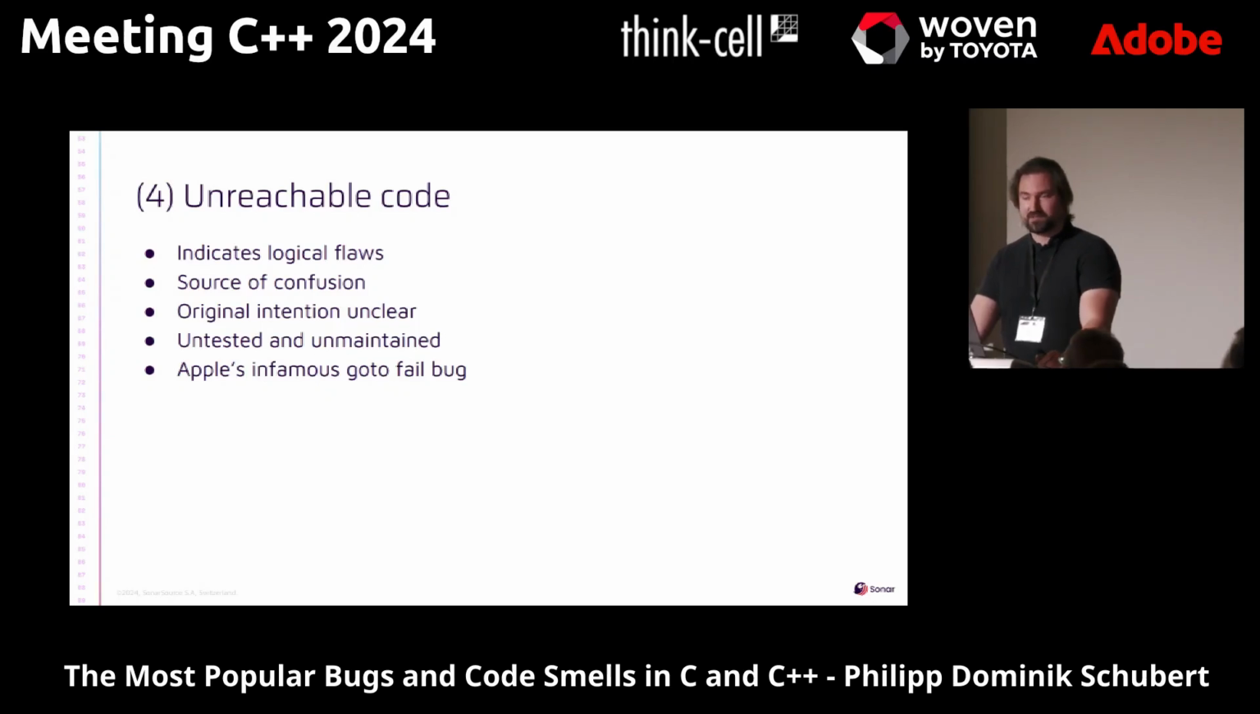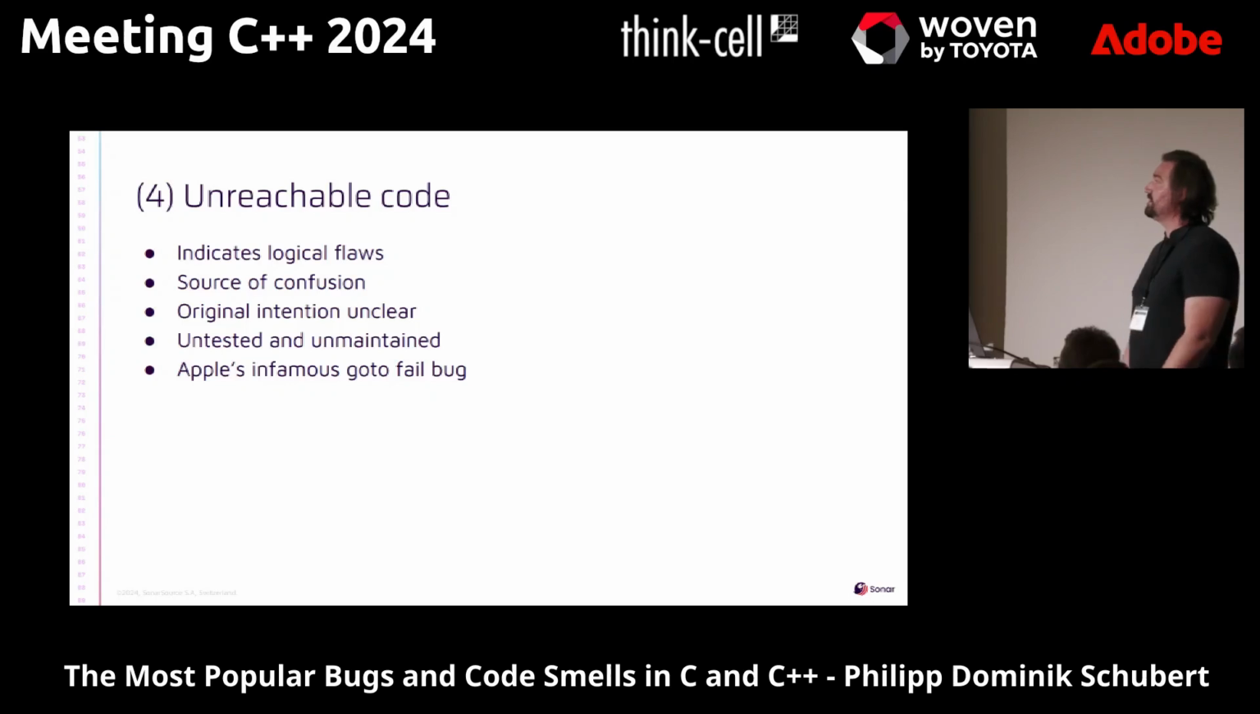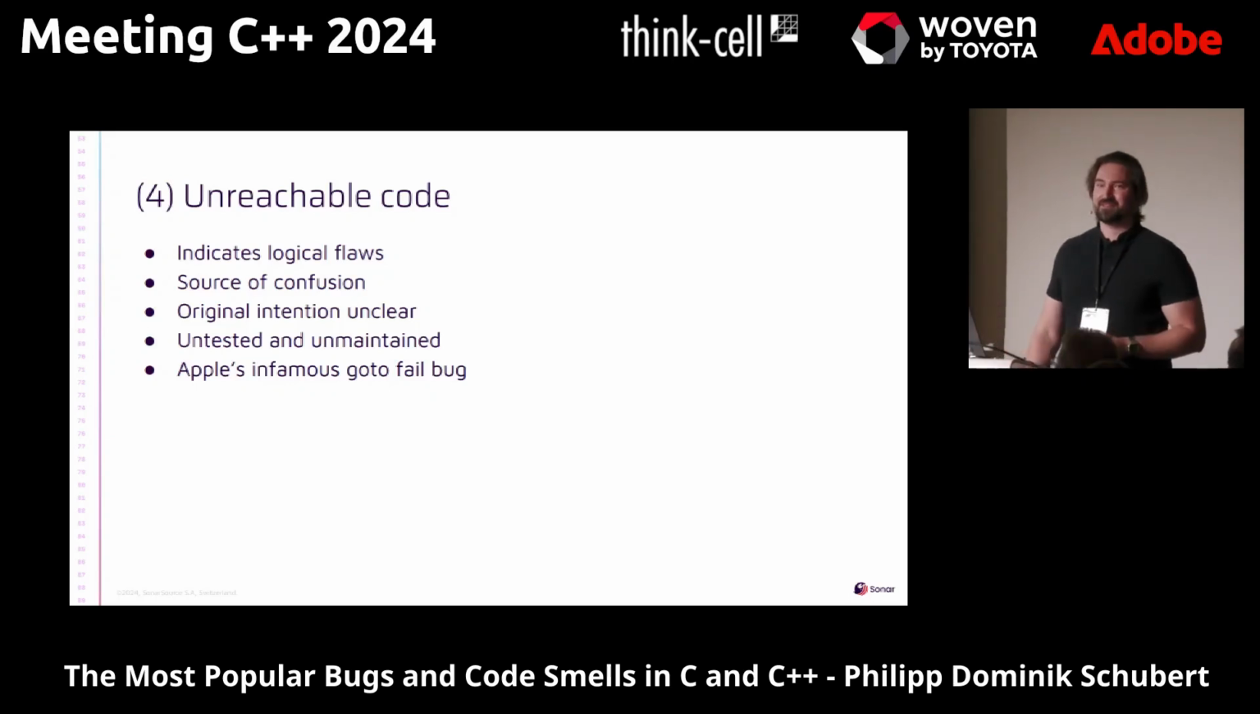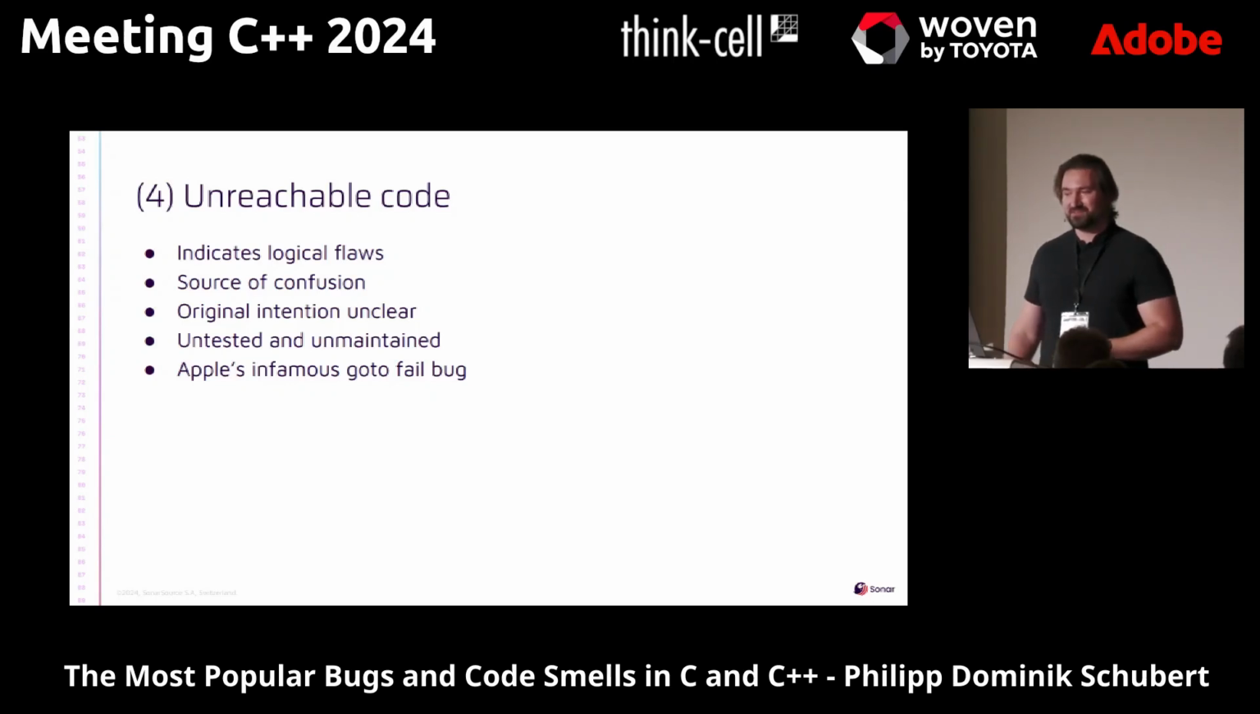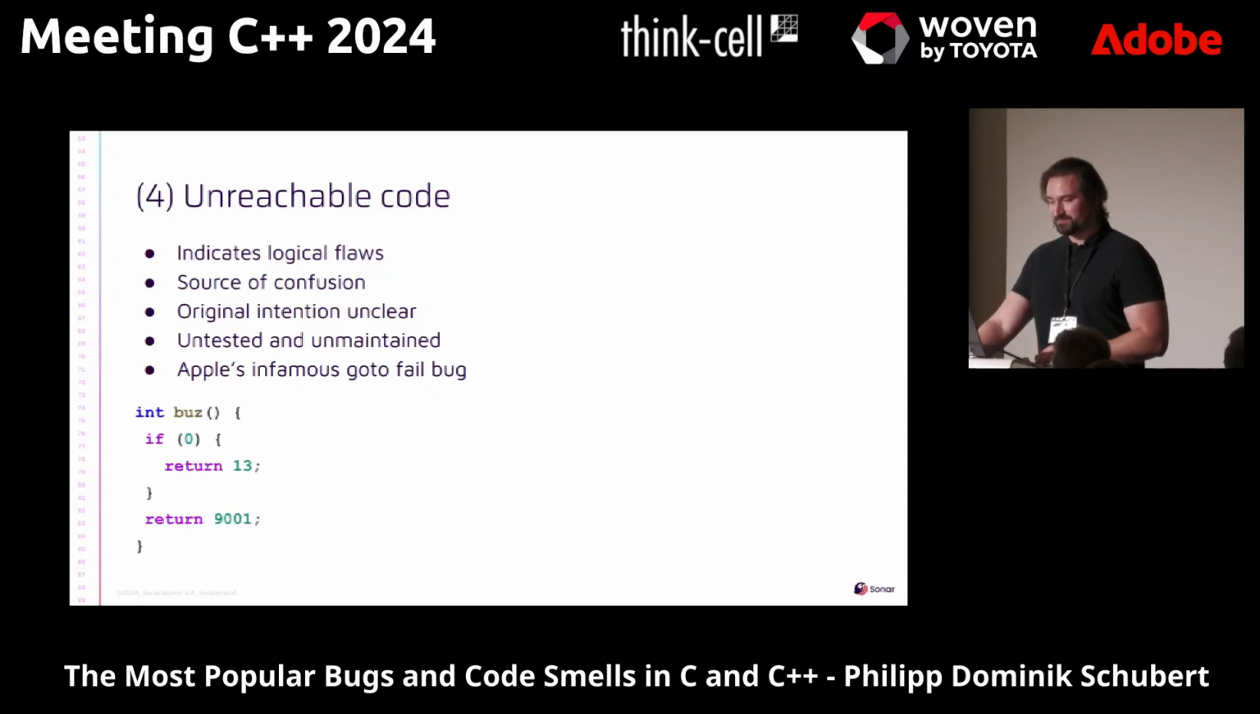Unreachable code, what do we have here? It indicates logic flaws, a source of confusion, unclear original intention, untested, unmaintained code. Hopefully it stays dead and unreachable, because otherwise you're in trouble. I don't need to explain to you Apple's infamous goto fail bug, where we had some unreachable code, and that is problematic. So don't write code like that, maybe.